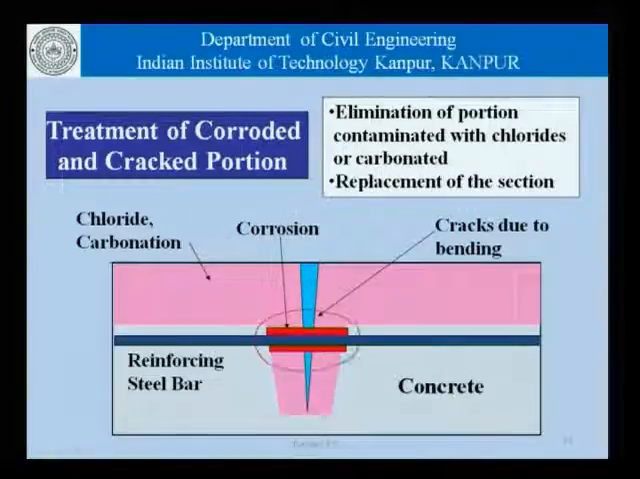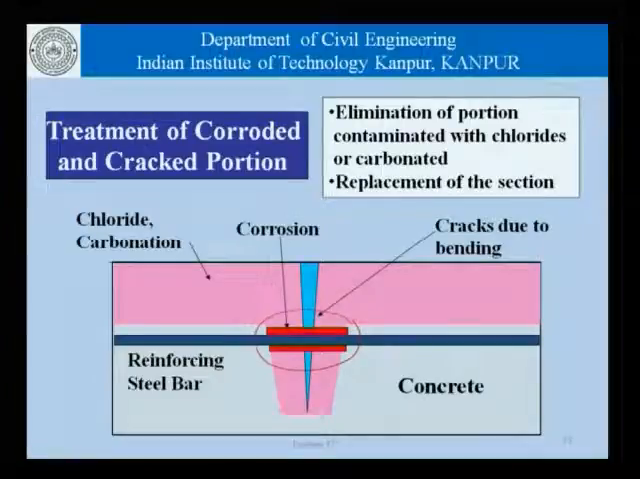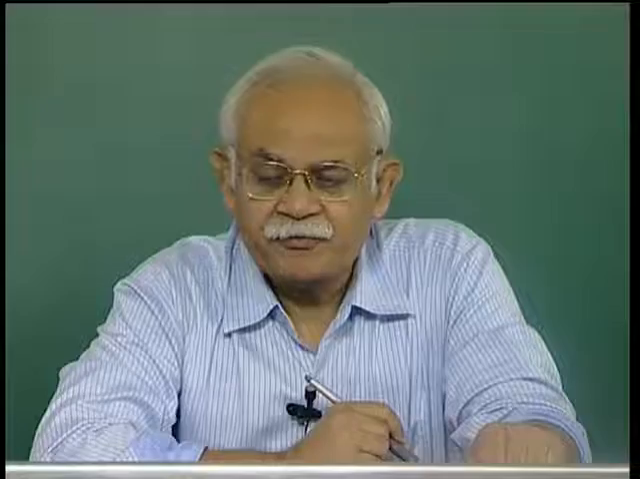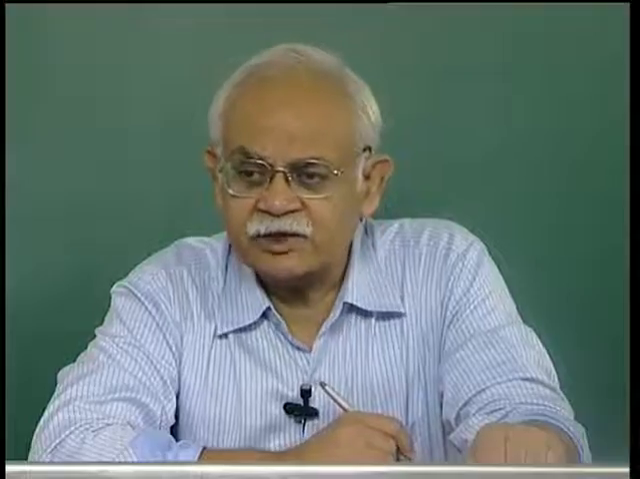If this is the portion of reinforcement which shows corrosion in the neighborhood of a crack, what we would like to do is to eliminate portions contaminated with chlorides or portions which are carbonated, and then replace the material there with something else, as shown in this section. Instead of just trying to impregnate the cracks, let the corrosion be where it is, and applying a surface coating, we are not going to get any benefit, because the root cause of corrosion still is not addressed.